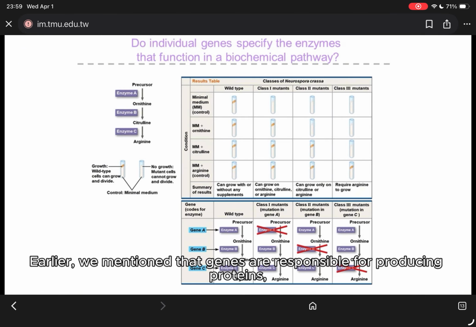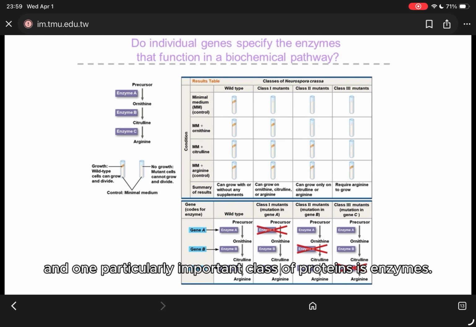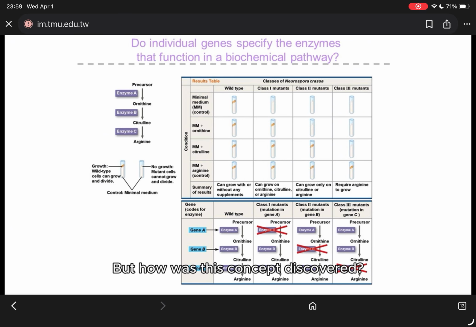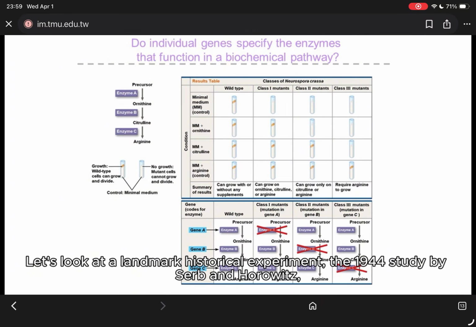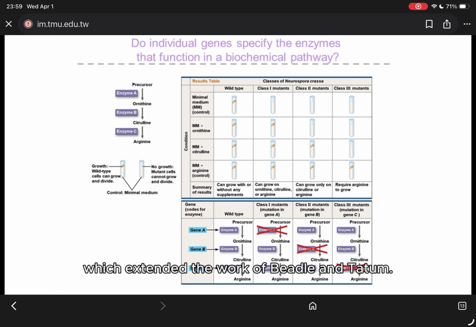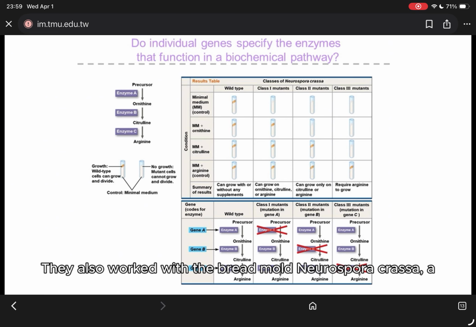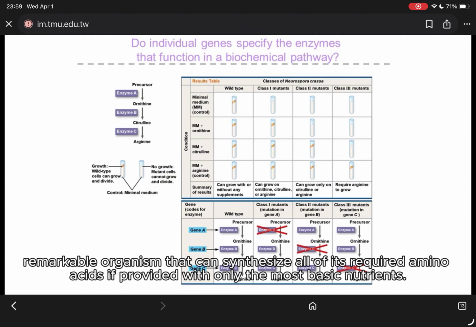Earlier, we mentioned that genes are responsible for producing proteins, and one particularly important class of proteins is enzymes. But how was this concept discovered? Let's look at a landmark historical experiment, the 1944 study by Srb and Horowitz, which extended the work of Beadle and Tatum. They also worked with the bread mold Neurospora crassa, a remarkable organism that can synthesize all of its required amino acids if provided with only the most basic nutrients.